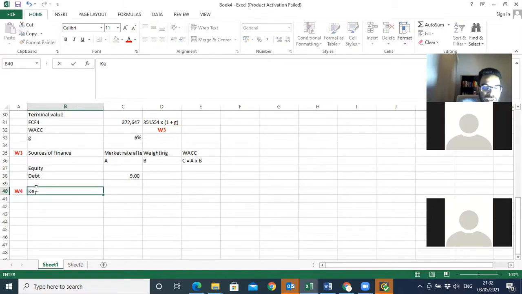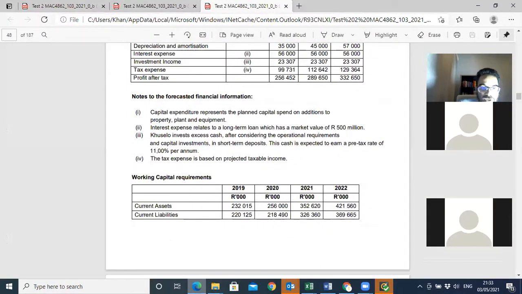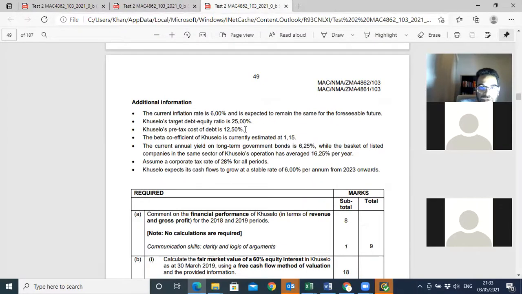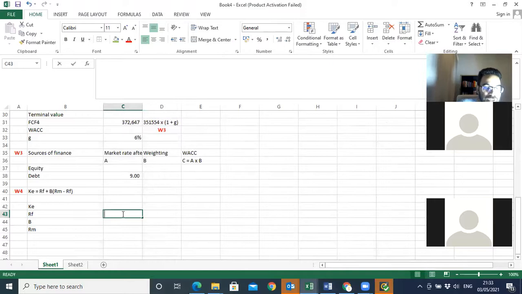We're going to say cost of equity equals risk-free rate plus beta multiplied by market rate minus risk-free rate. So for cost of equity, we have the risk-free rate, we have beta, we have RM. The risk-free rate was given to us as government bonds, which is 6.25. RM, a basket of listed companies, the market rate, is 16.25. Beta, 1.15.